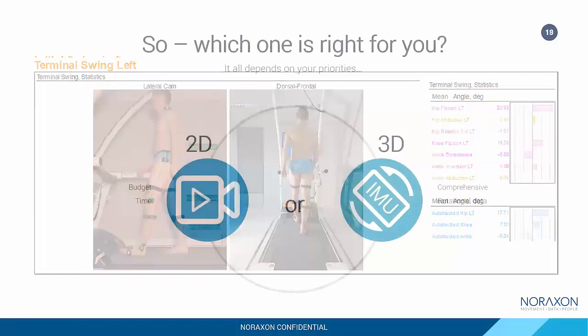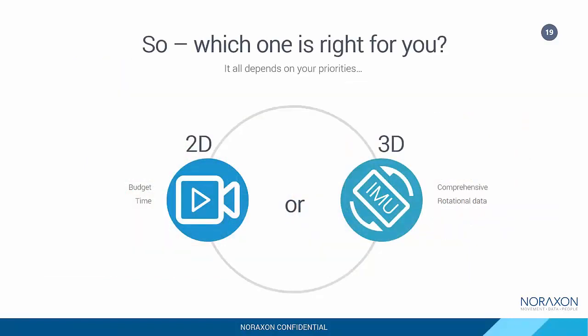So it brings me to the conclusion here. Which one is right for you? And I think that all depends on your priorities. Some of the initial points here would be related to your budget and your time. How much time do you want to spend? How much money do you have available to utilize a new technology? Or are you looking to have more comprehensive analysis and you want access to that rotational data? Taking these considerations into account and some of the information that I presented to you today, hopefully that gives you a little bit more ammo to approach this decision and understand what is best for you.